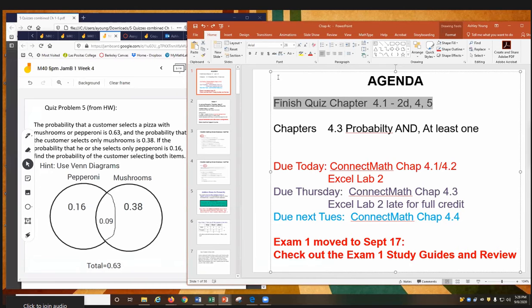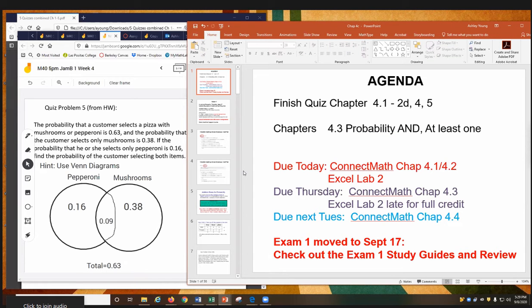Hopefully well. Like I said, today we're finishing up the quiz from chapter 4.1, which was problem 2D, which we did not quite get to last time because we weren't ready for it, and then problems 4 and 5. And then we are going to finish chapter 4.3, which is probability with "and" and also "at least one."